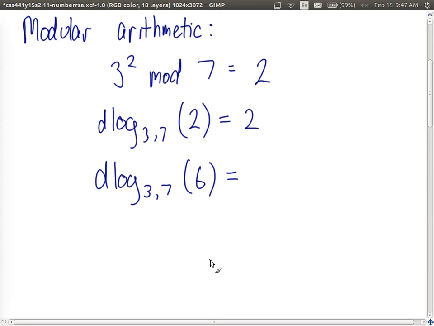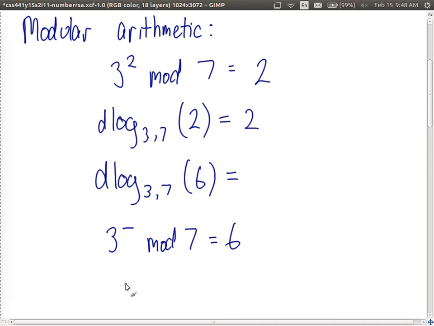The discrete log of 6, base 3 mod 7. So what we need to think of is, 3 to the power of something mod 7 gives us 6. Take 3 as the base, raise it to some power, and these are all integers, mod 7, and the answer should be 6. 3 to the power of something mod 7 equals 6. What is that something?